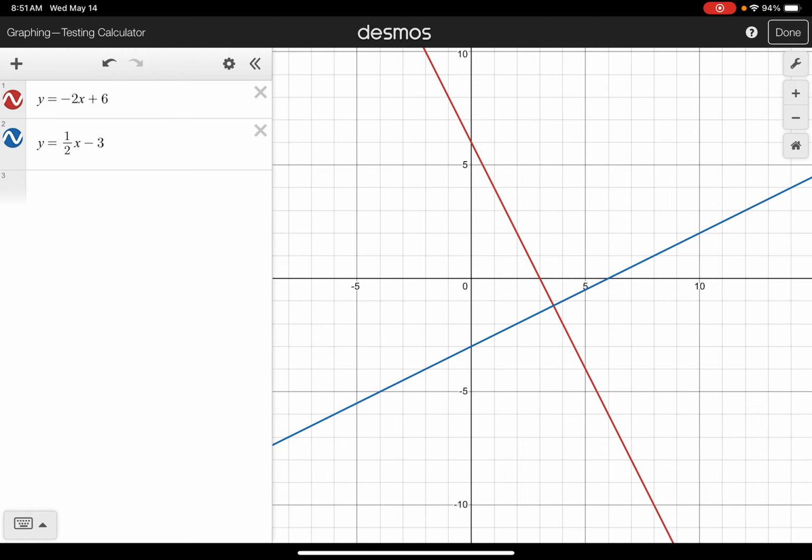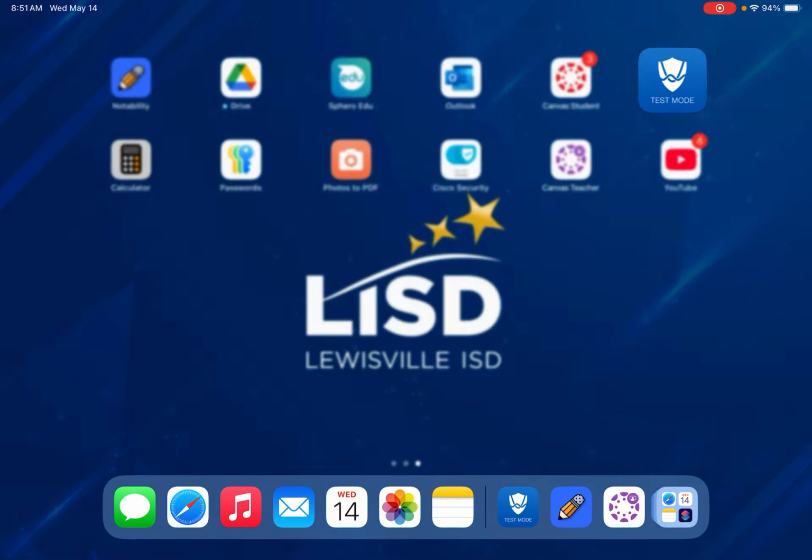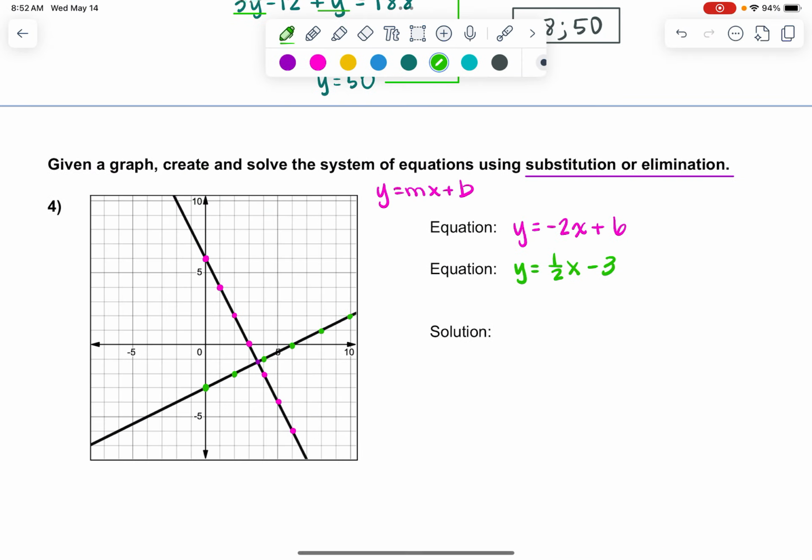And then, of course, in Desmos, I'm looking for that intersection point, right? And there's my lovely numbers, right? So 3.6 and -1.2. All right, so I'm going to go back and then go ahead and write my solution, 3.6, -1.2. And you always want to write your solutions as ordered pairs.